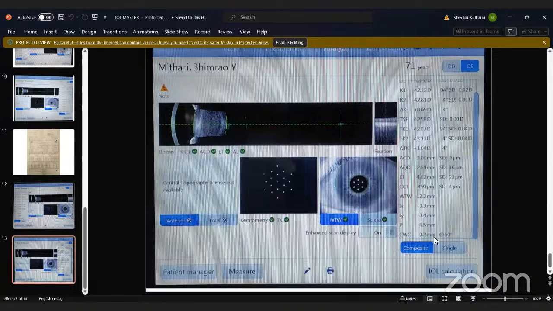Its CWC is 0.2. So you can also see on the white to white scan that the pupillary and the visual axis is in the center. Okay, so this can be taken into consideration. But if you want to compare both the eyes, it's better to compare both the eyes at the same time. So you have to recalculate or reassess the patient again. So you have to check for reassessment, and then only you can advise the patient.